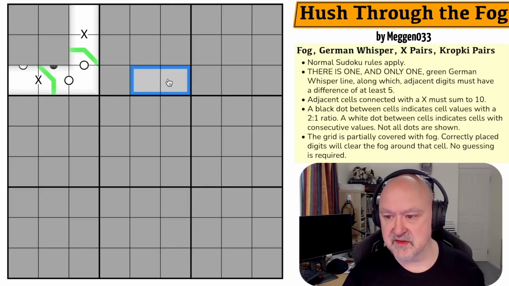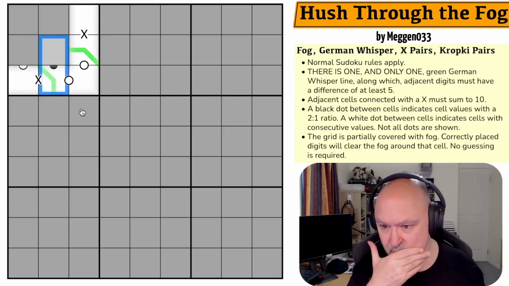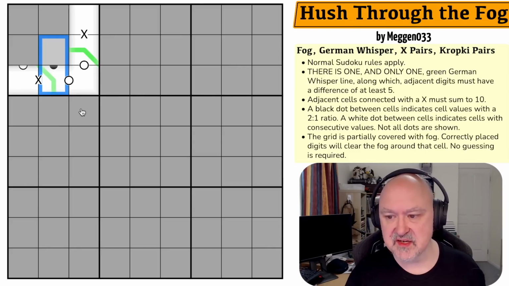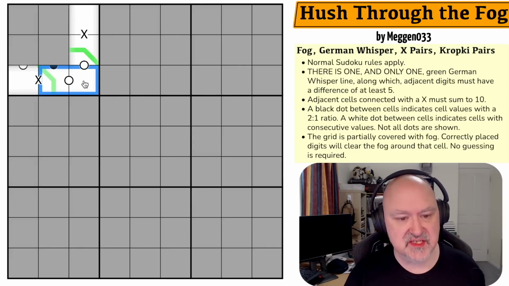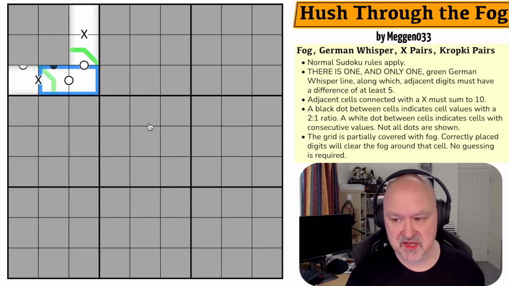Black dot between cells indicates values with a 2-to-1 ratio. So for example, these two cells are in a 2-to-1 ratio, or one is double the other. A white dot between cells indicates that cells are with consecutive values, so these digits must be consecutive, which means have a difference of 1. Not all dots are shown, which means somewhere in the grid there must be digits that are in a 2-to-1 ratio without a dot, and the same with consecutive.